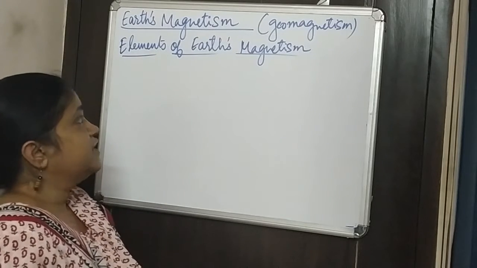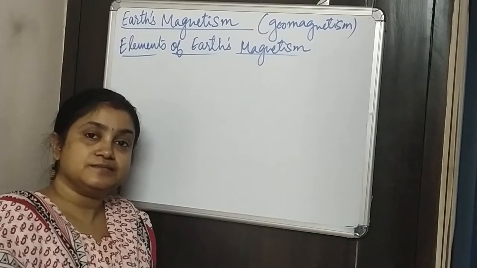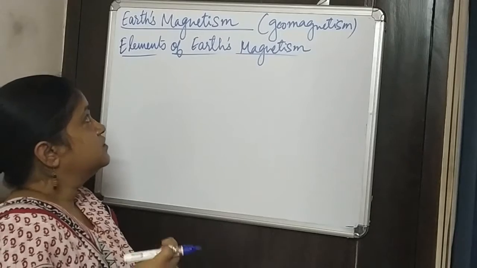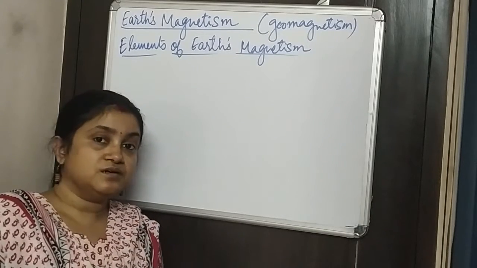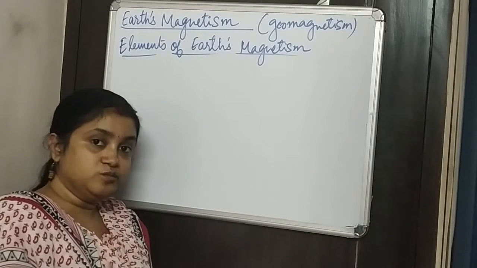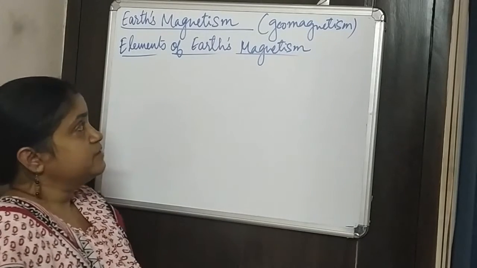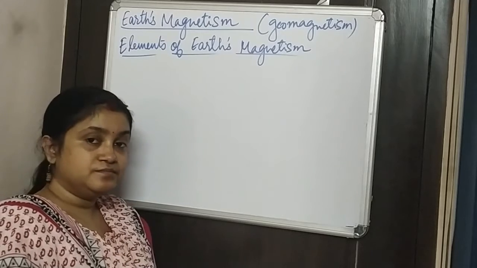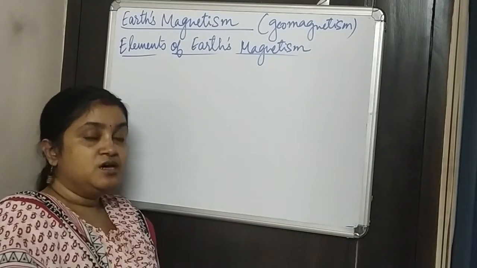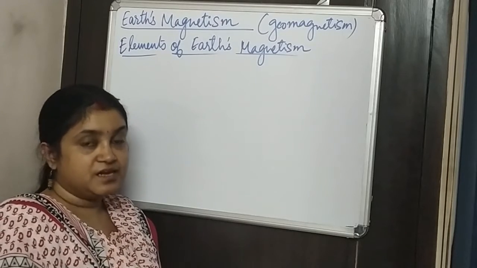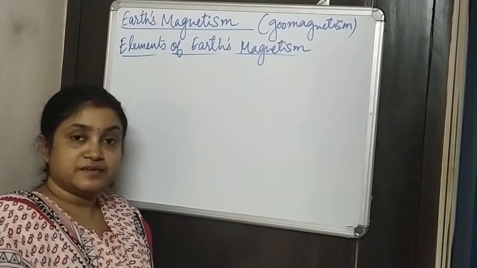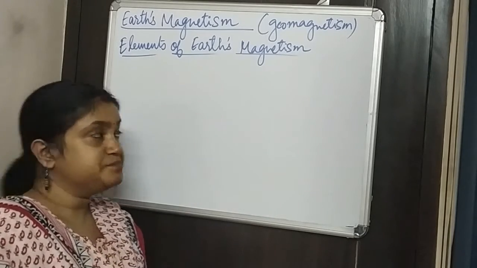Coming to the elements of Earth's magnetism. We have already discussed Earth's magnetism, the basic part, and this is the second part where we are going to discuss a few more things. There are three elements of Earth's magnetism: one is called declination, one is called angle of dip, and the third is the horizontal component of Earth's magnetism. So we'll see them one by one.